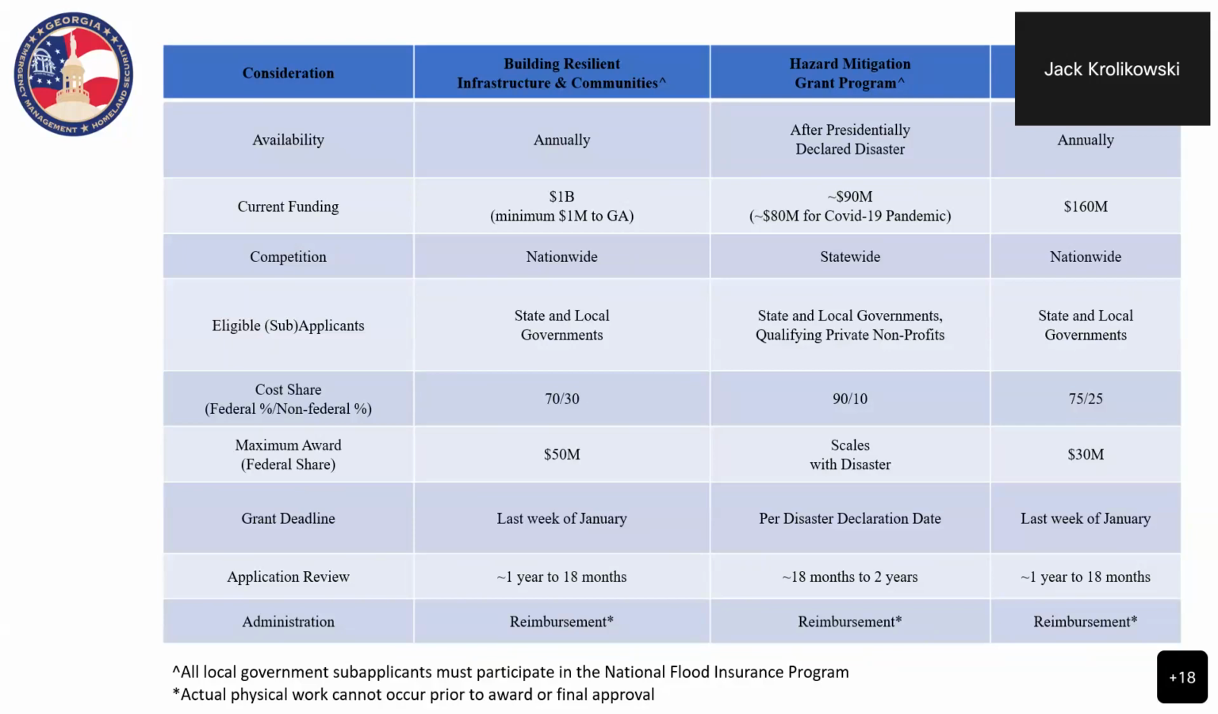That COVID-19 hazard mitigation grant program there in the middle, where I have per disaster declaration date, it's actually due the first week of February. And so for all intents and purposes, all three of these grants are running on the same timeline. We use the same pre-applications. They're sort of funding source agnostic. And so everybody's essentially on the same timeline.